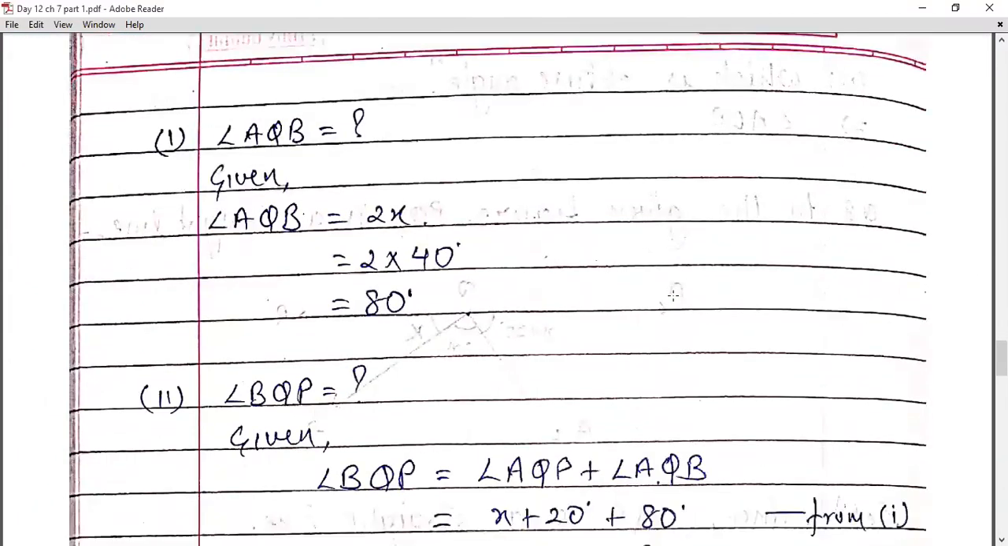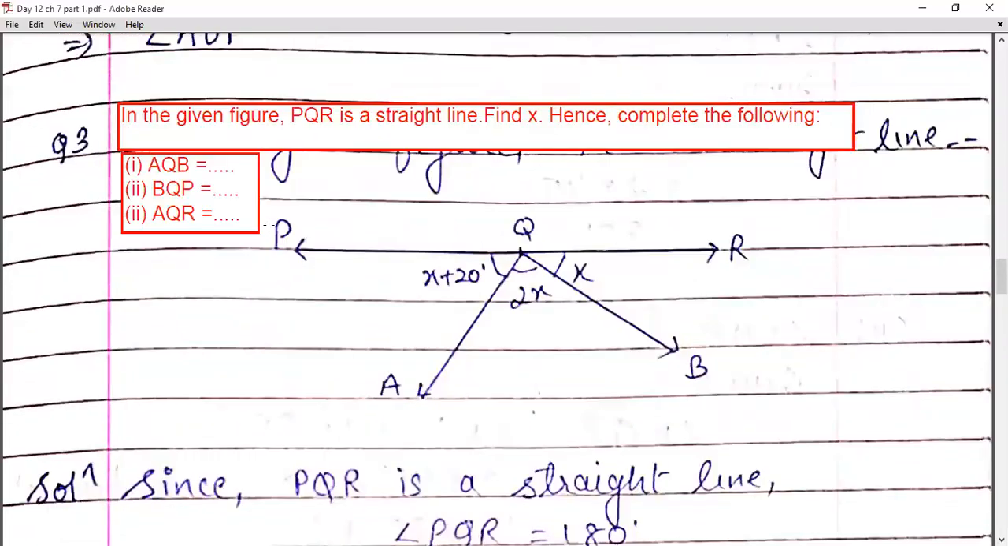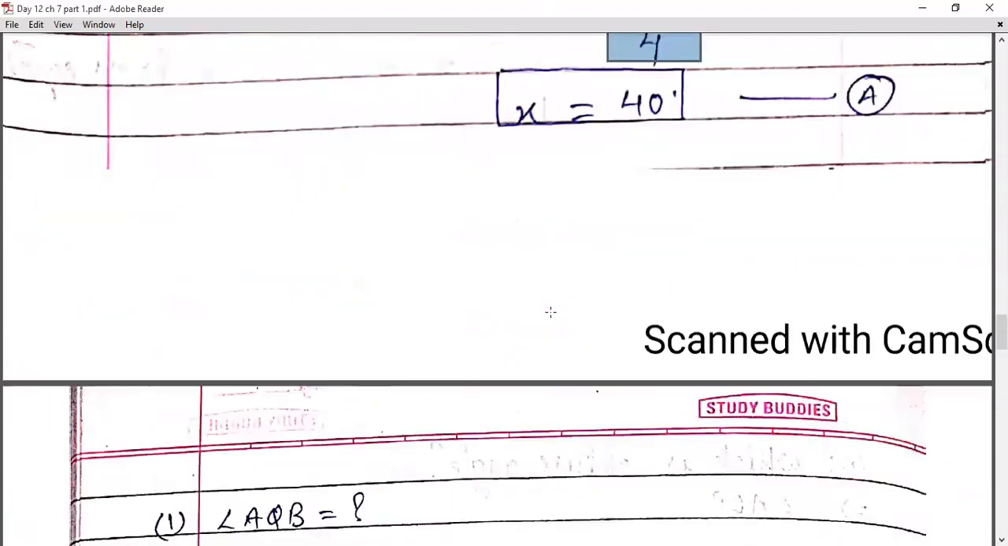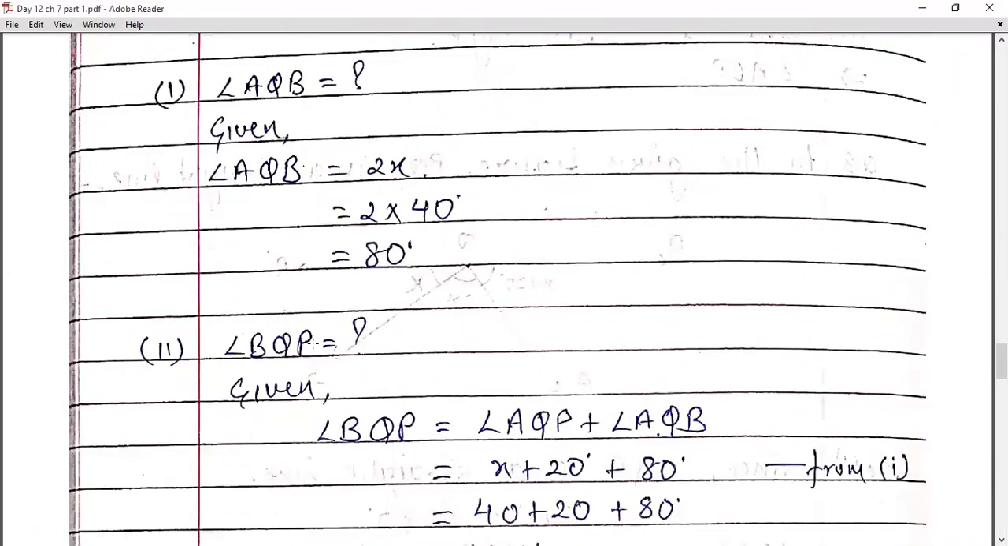Now coming up to the parts of this question, we need to find angle AQB. Coming up to the diagram, angle AQB is 2x. So substituting the value of x in 2x, you will get 2 into 40 as 80 degrees.